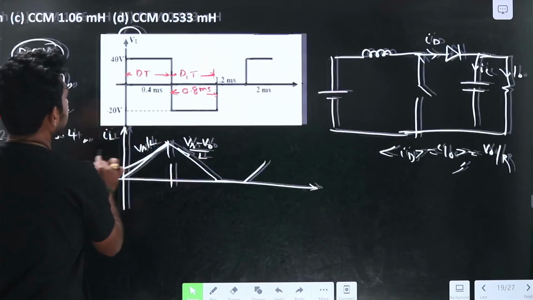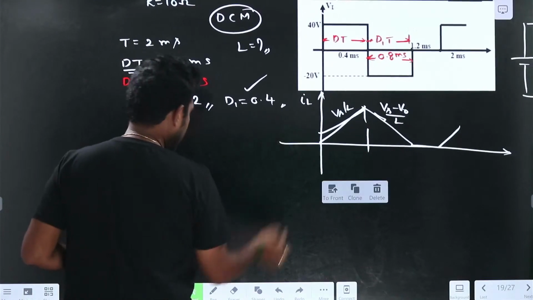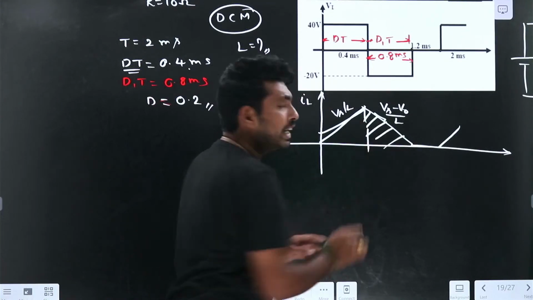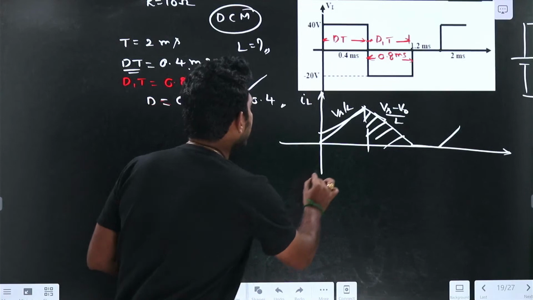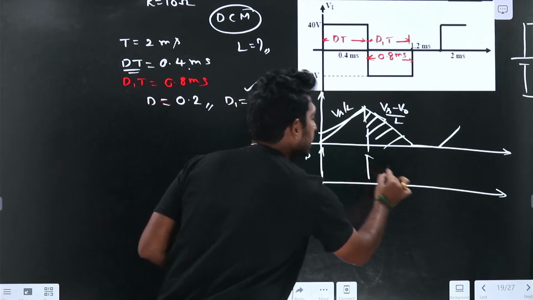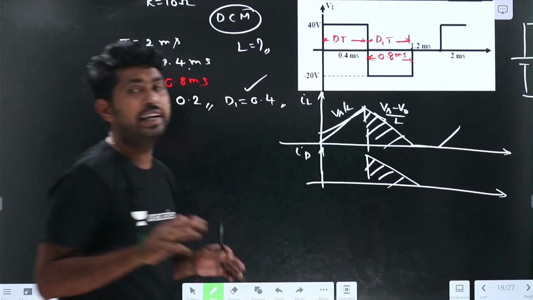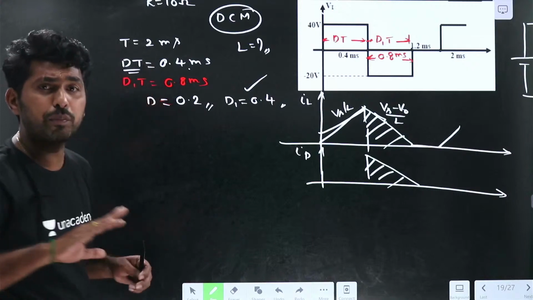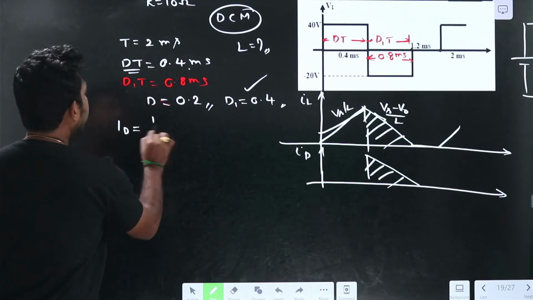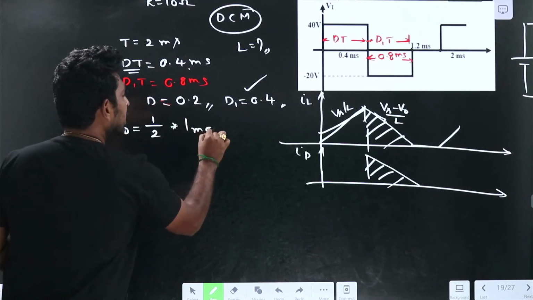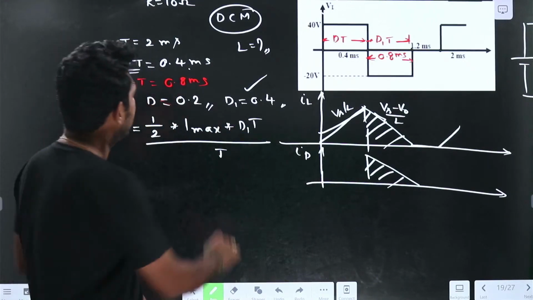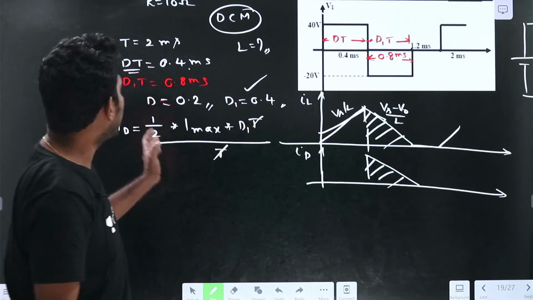How can I find the ID value? The diode will conduct for only the D1T period. If I draw the diode current, it will exist only during this period. I need to find that area. The diode current average value equals half into Imax into D1T divided by the time period. The time period cancels out, so it is half into Imax into D1.